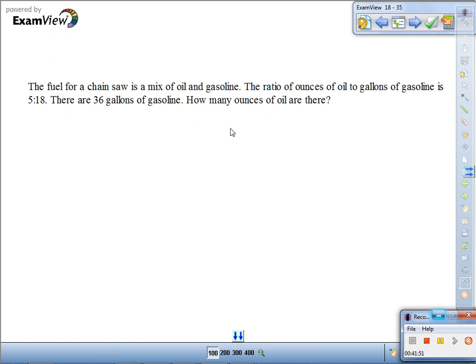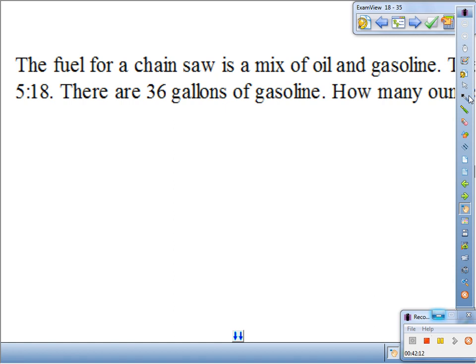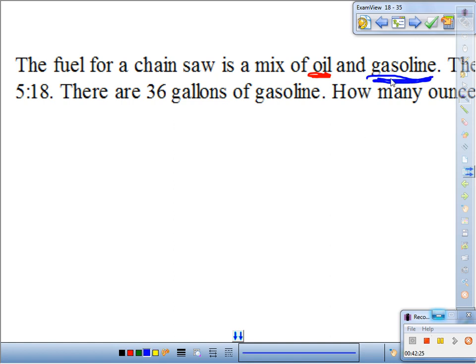So when we start on Monday, make sure you have your colored pen so it can help you throughout the entire assessment. Watch, let me show you how to set this one up. I'm going to zoom in. I'm going to use red first. Red will be for oil, and blue will be for gasoline.